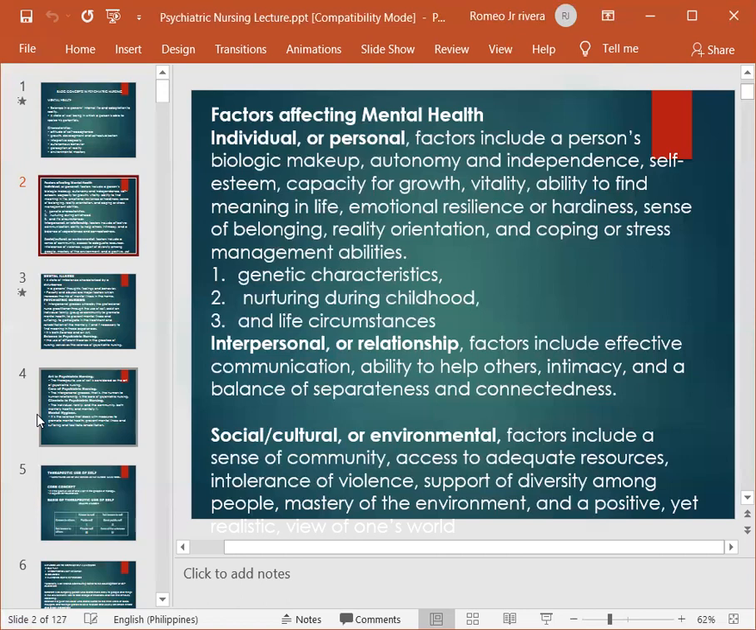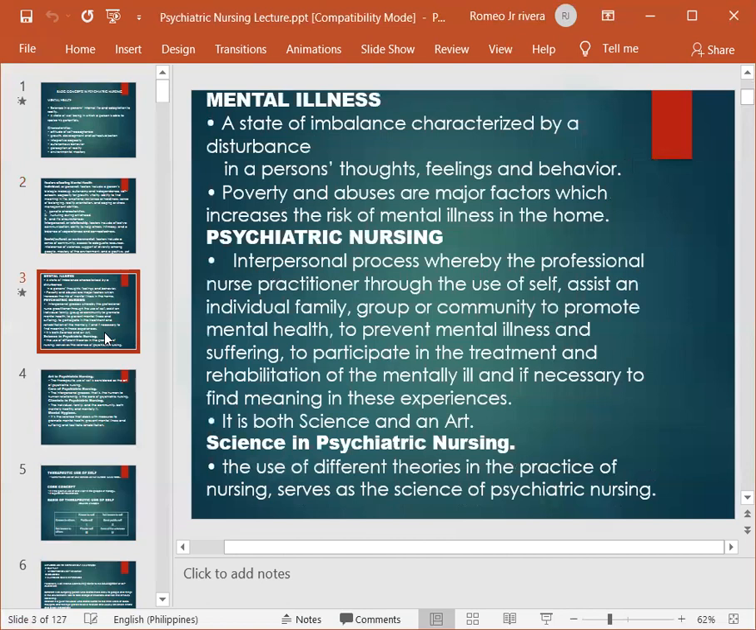Interpersonal, or relationship, factors include effective communication, ability to help others, intimacy, and a balance of separateness and connectedness. Social/cultural, or environmental, factors include a sense of community, access to adequate resources, intolerance of violence, support of diversity among people, mastery of the environment, and a positive, yet realistic, view of one's world.